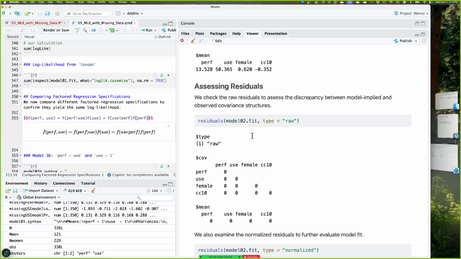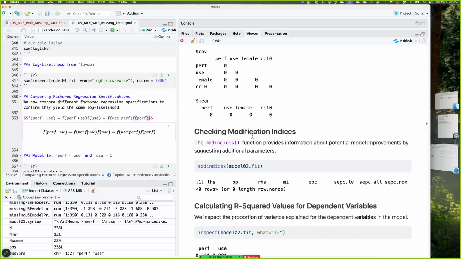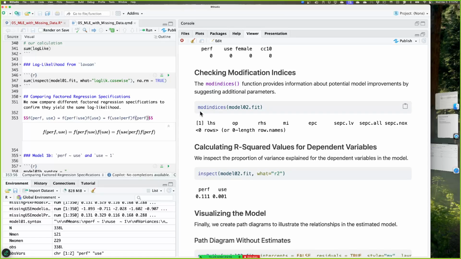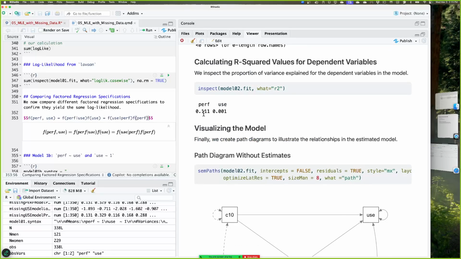So our residuals are back to 0. Our normalized residuals are 0. We don't have modification indices. Modification indices tell you which parameters to add to make things better. We don't have that. And then if we wanted the R square here, we could see that our R squared for performance was 0.111 and very little R squared for usefulness.